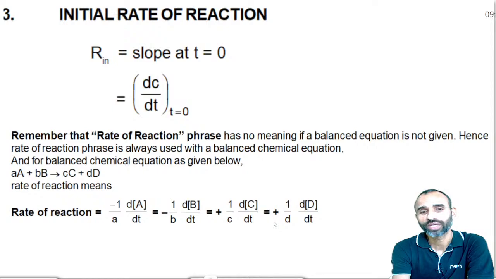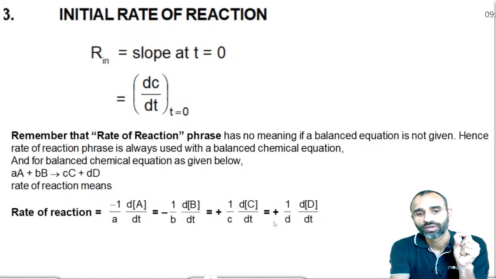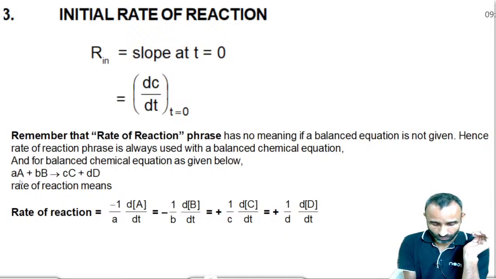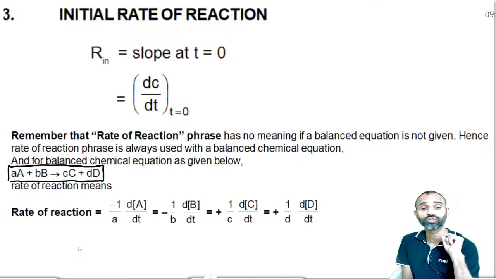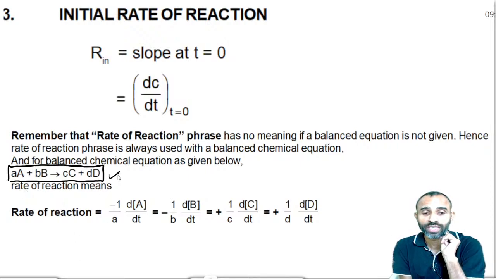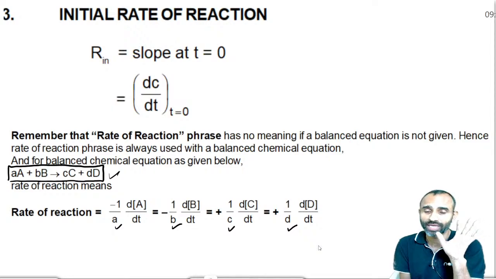Initial rate of reaction means when we take the concentration at initial time, time is 0. And if we have this type of reaction, a moles of A plus b moles of B gives c moles of C and d moles of D, the rate is equal to minus 1 upon a dA by dt, minus 1 upon b dB by dt, plus 1 upon c dC by dt and plus 1 upon d dD by dt.